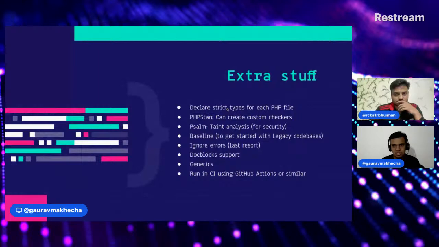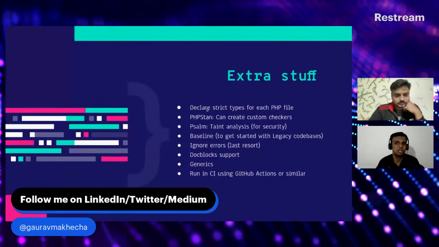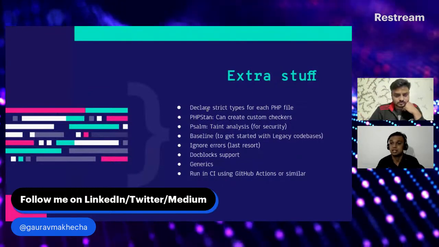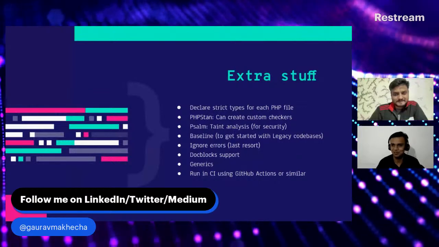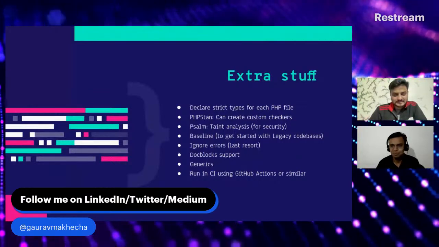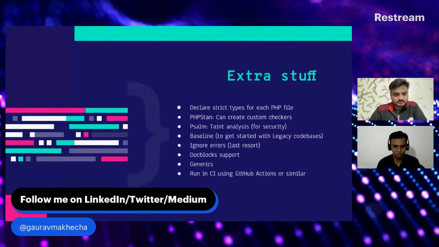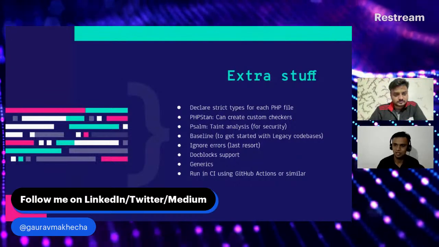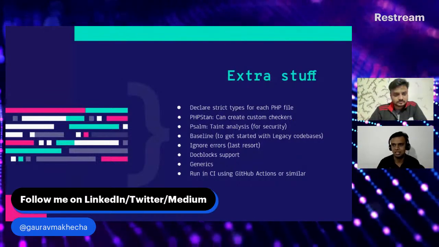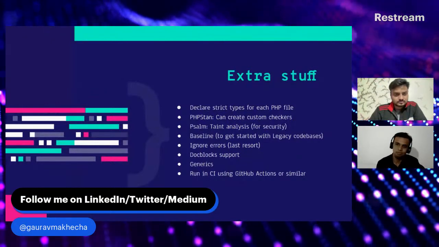There's some extra stuff as I was just saying. We should declare strict types for each PHP file. We can create custom checkers. There are inbuilt checkers that we have a lot of to work with, but there are also custom checkers that we can create for our own code. So let's say you have some proprietary styles of coding, your own way of adding files in a Laravel project or any other project. You can create custom checkers to make sure that your team members follow that.